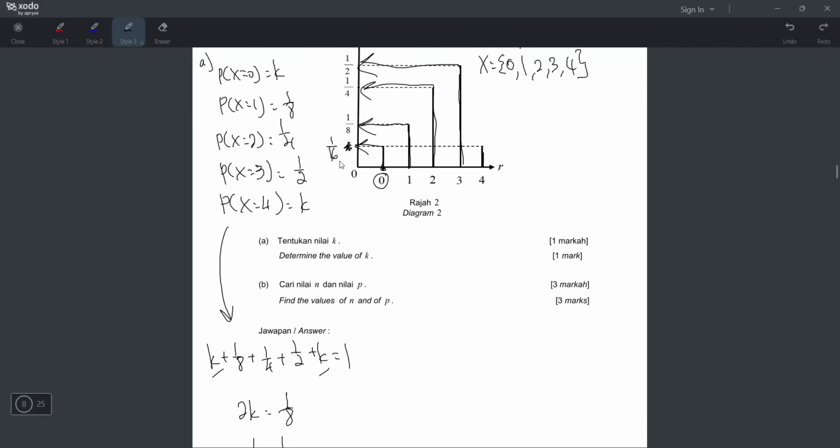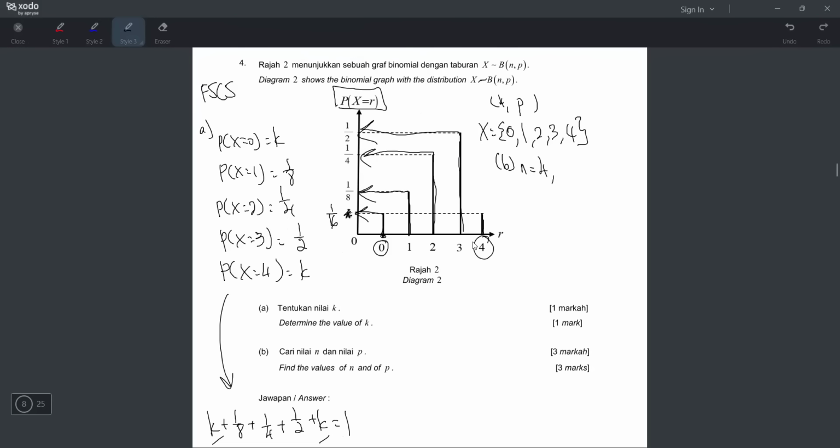Okay, all right, now let's do P. Find the values of N and P. I already know N. The N is 4, confirmed. That one doesn't need any working, you just look here and you know already. But the small P, you have to do some working, and you have to use the probability formula you learned in the binomial distribution. The formula looks like this: nCr p to the power r, q to the power n minus r. But since you don't have the p, you have to choose this or this. This one you cannot choose, because if you choose this, later you will get stuck. Later I'll show you what I mean by that.